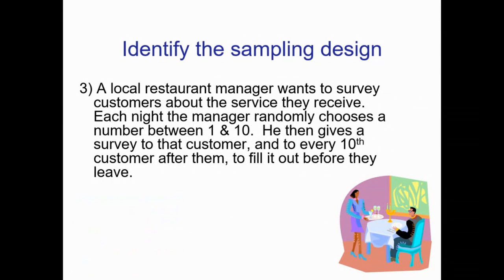And the last one. A local restaurant manager wants to survey customers about the service they receive. So each night, he randomly chooses a number between 1 and 10. He then gives a survey to that customer and to every 10th customer after them to fill out before they leave. What do y'all think on that one? It is systematic, yes.